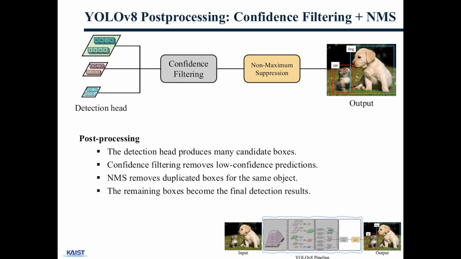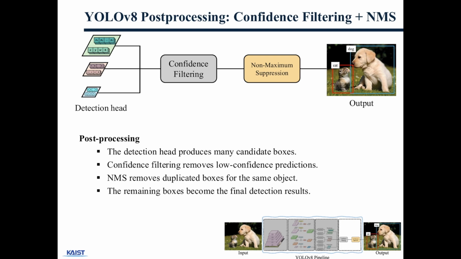So the full post-processing pipeline is simple but important. The detection head produces many candidates. Confidence filtering removes weak predictions. NMS removes duplicate predictions. The remaining boxes become the final detection results.